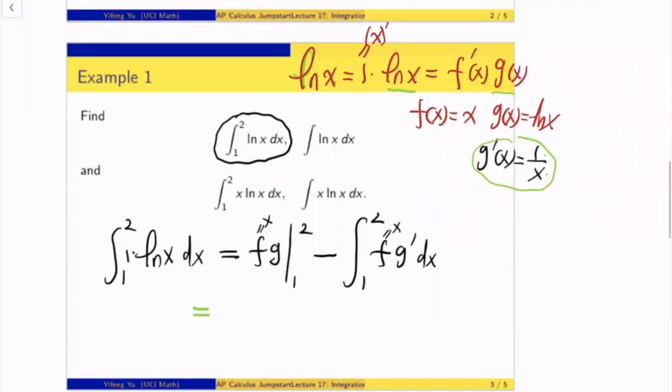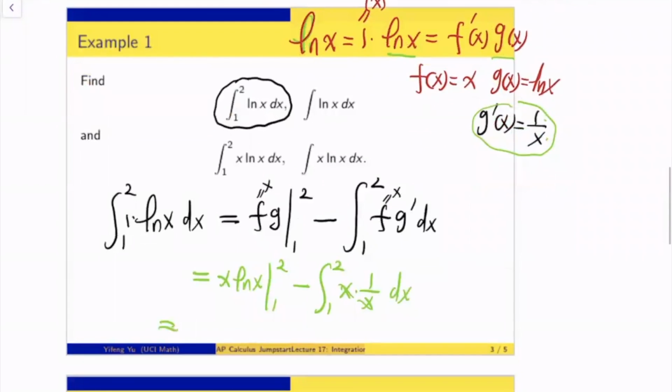So then we have x times log x evaluated from 1 to 2, minus the integral from 1 to 2 of x times 1 over x dx. You just cancel, and get 1. Then you plug in: 2 times log 2, minus 1 times log 1, which is 0, and then minus 1.